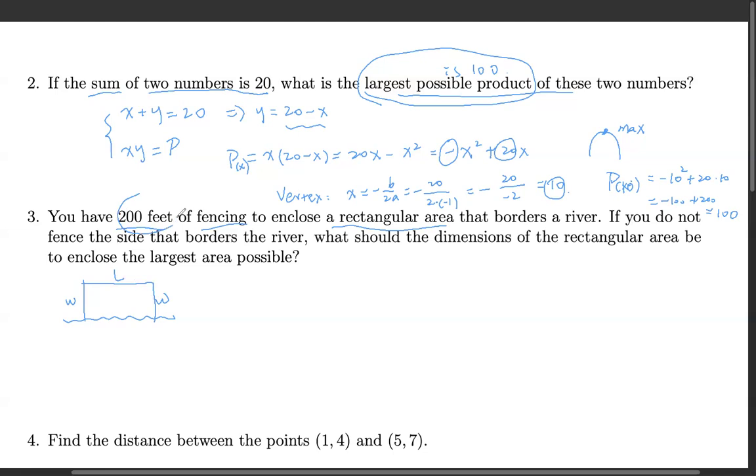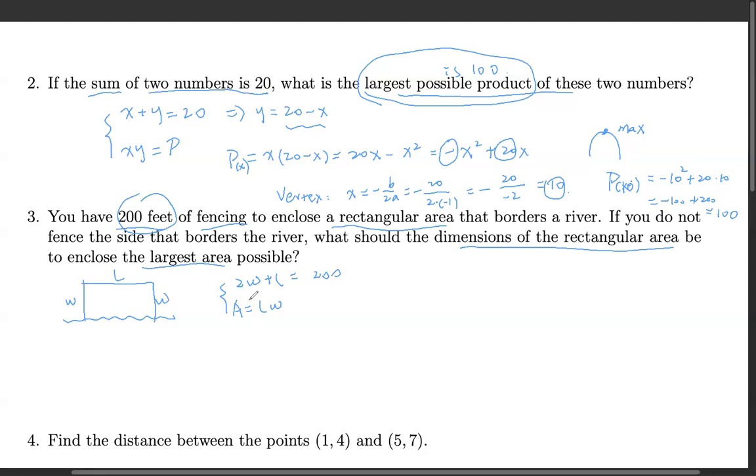So we're given 200 feet. That means we have W plus W plus L, which is 2W plus L, and that equals 200 feet. If you don't fence the side by the river, what should the dimensions of the rectangular area be to get the largest possible area? Again, remember the area equals length times width.